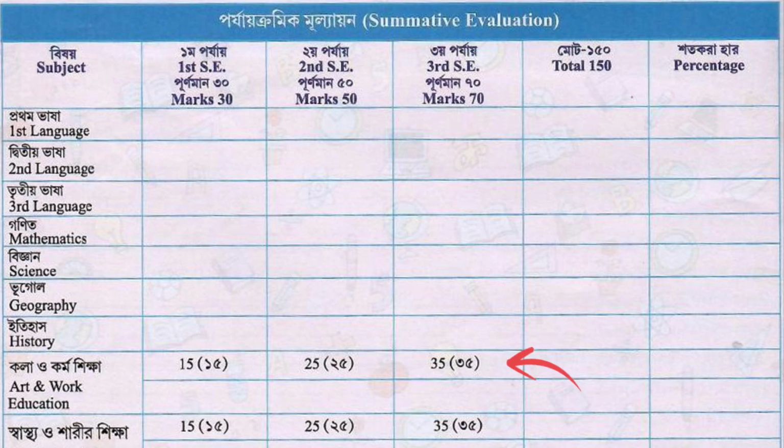The full mark in art and work education in the first summative is 15, in the second summative is 25 and in the third summative is 35. Similarly, in health and physical education, in the first summative the full marks is 15, the second summative full marks is 25 and in third summative the full marks is 35.